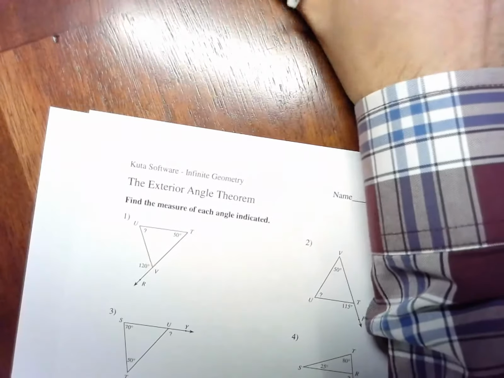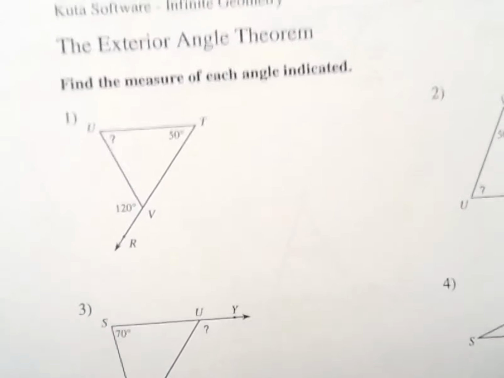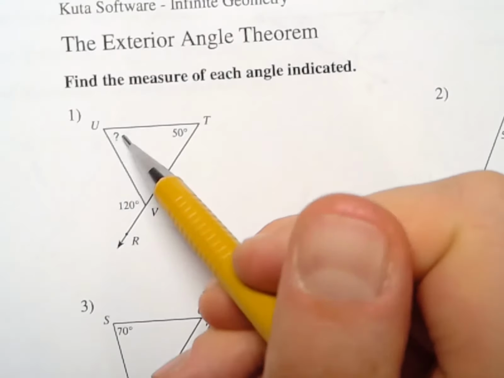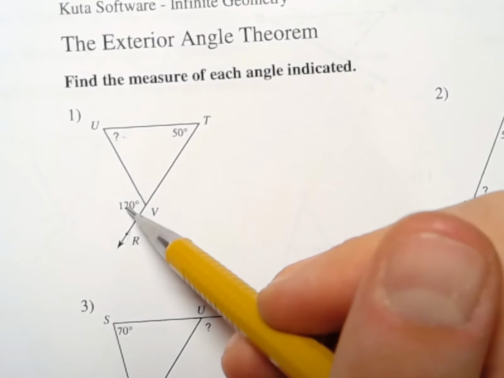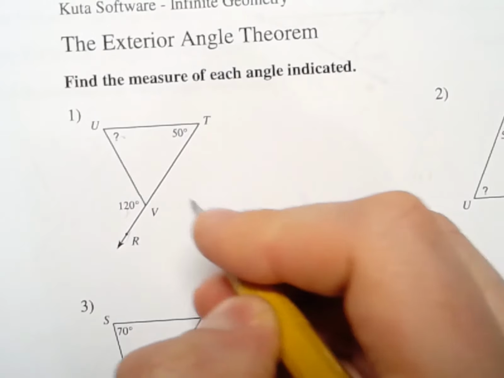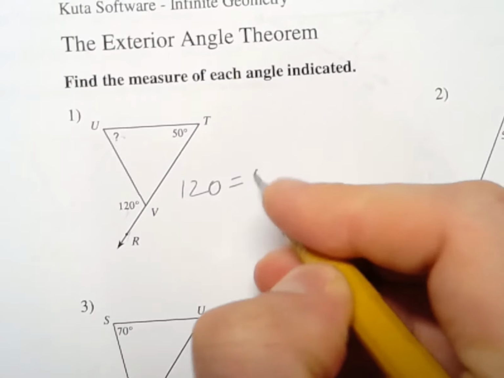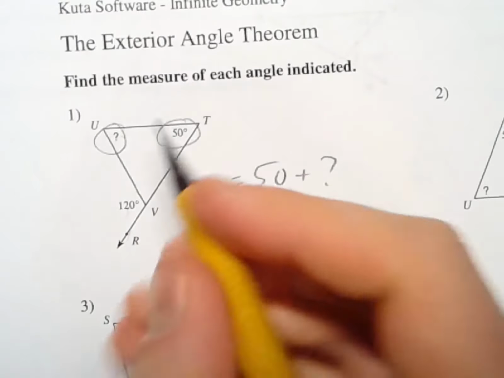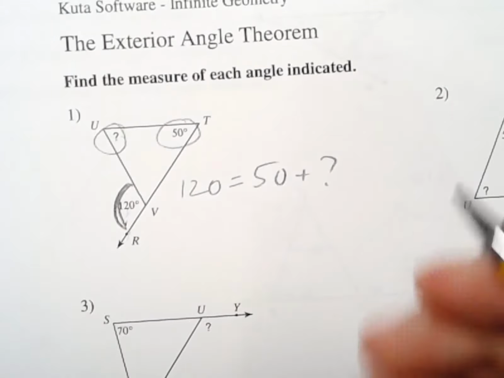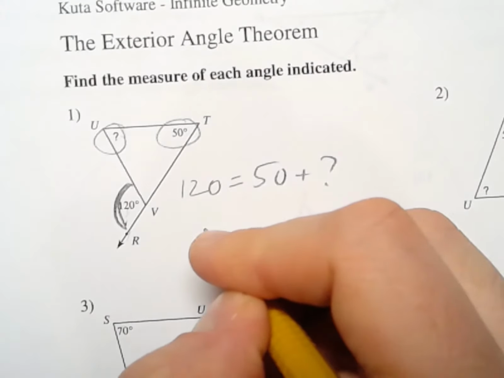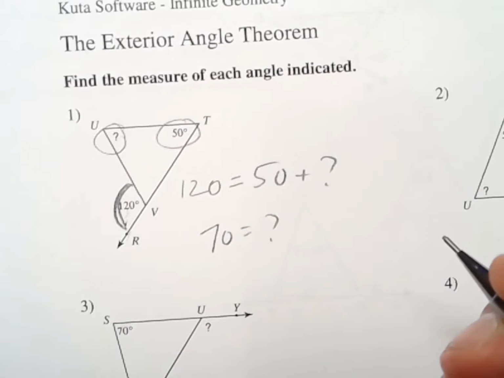So let's go over some examples of all this. Okay, so find the measure of this angle when you know that 120 equals this exterior angle. By the exterior angle theorem, we know that 120 equals the 50 plus the question mark, because it's the two remote interior angles as it relates to that one right there, right? So 120 equals 50 plus question mark. By subtracting 50, I have 70 equals question mark.